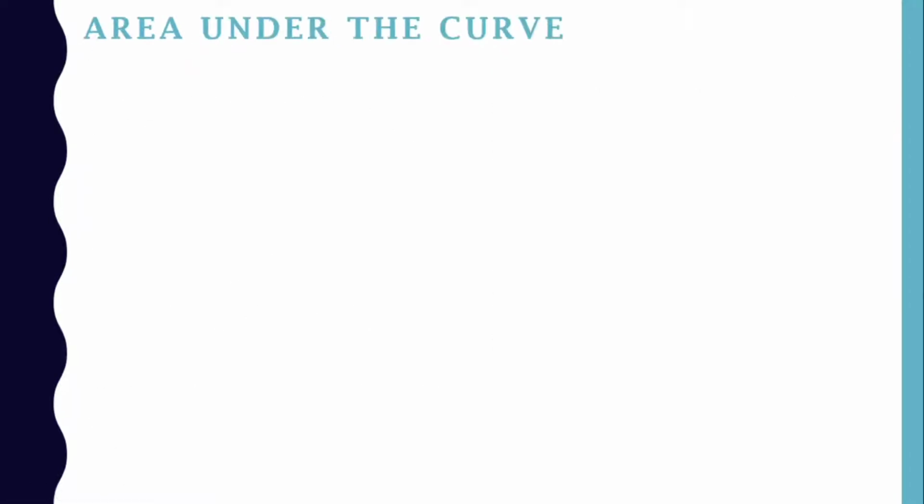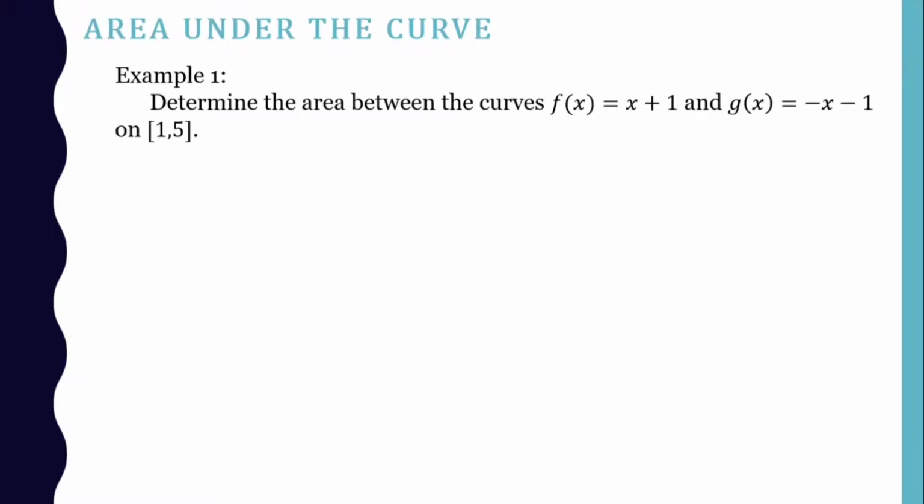Okay, so let's have some examples. For example number 1, we are going to determine the area between the curves f of x equals x plus 1 and g of x equals negative x minus 1 on the given interval [1, 5]. To do this, we have to take any value between the interval 1 to 5. For example, we will use x equals 3. Again, you could use any other number between 1 and 5. You could use 2, 2.5, or 4, as long as it's a number between the interval. So for instance, we use 3.